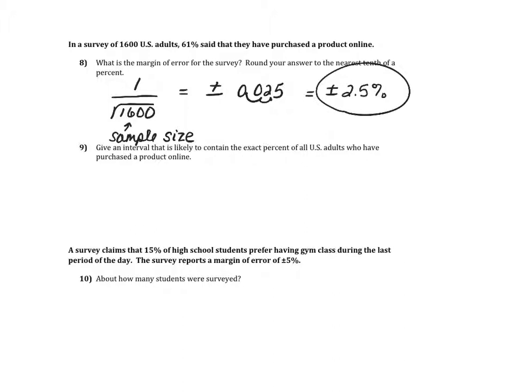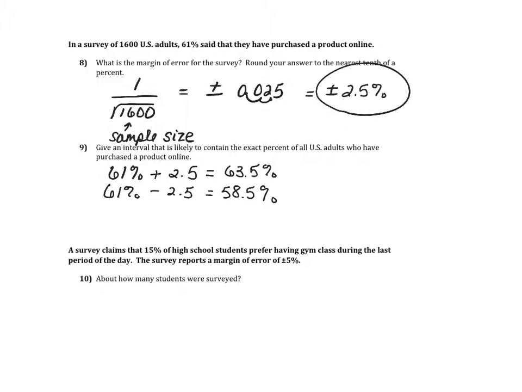So for number 9, you're going to use that piece of information. It says, give an interval that is likely to contain the exact percent of all U.S. adults who have purchased a product online. And so what that means is if you could actually survey every single adult in the U.S., we want to figure out what interval would the exact answer fall in. And how you calculate that is you take what your survey found, which was 61% out of the 1,600 adults, and you add your margin of error. And when you do that, you get 63.5%. And then you take your answer, again, your 61% from your survey, and you subtract your margin of error, and that's going to give you 58.5%.